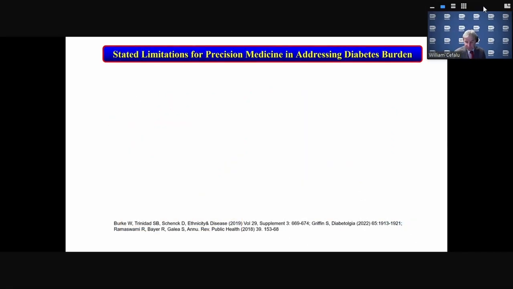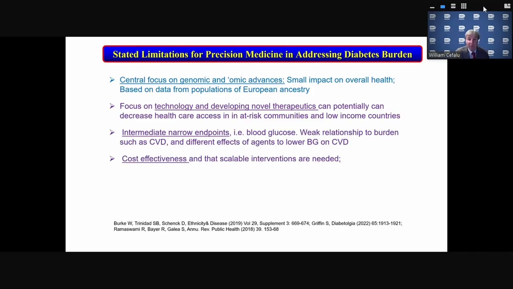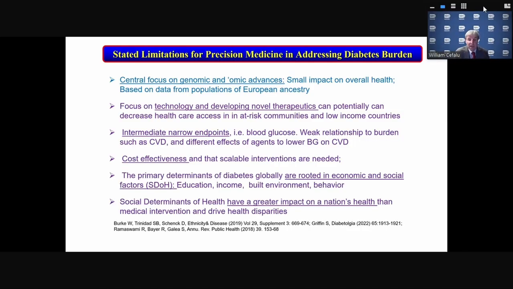Well, let me suggest this. Precision medicine, clearly we need to move forward. But the argument is that we focus on genetic and genomic analysis. There's a central focus, and if we focus on technology alone, that could potentially decrease healthcare access, and perhaps will reduce healthcare access in at-risk communities in low-income countries. There's an argument that there are narrower endpoints for precision medicine. It needs to be cost-effective. And with precision medicine today, the determinants of diabetes globally are rooted in economic and social factors. And we have not considered in great detail the environmental factors when we talk about precision medicine.